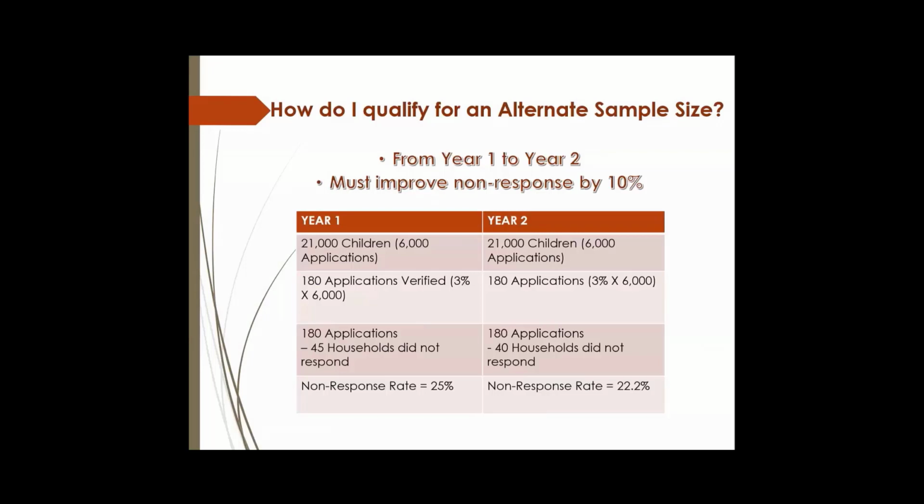So this is what, if you can qualify for one because you have an improved non-response rate. Year 1, your non-response rate was 25%, and just look at the breakdown of why it's 25%. But year 2, you improve your non-response rate and you dropped it down to 22.2%. You improved it by 10%, which means that you can qualify for an alternate sample size. So those are the 2 ways that you can qualify for an alternate sample size. Again, you can have a non-response rate under 20%, or you can have an improvement by 10%. And if you look at the calculations here, you can see exactly what I mean.